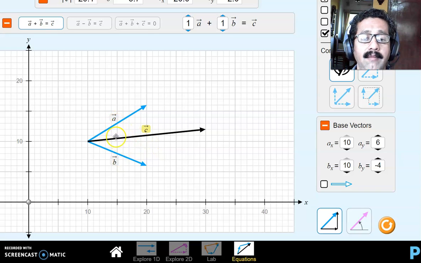Now, if only the magnitudes of A and B are known, and the angle between A and B is known, how can I find the magnitude of C? That is the next task of ours, and that is what we will be seeing in the next video.